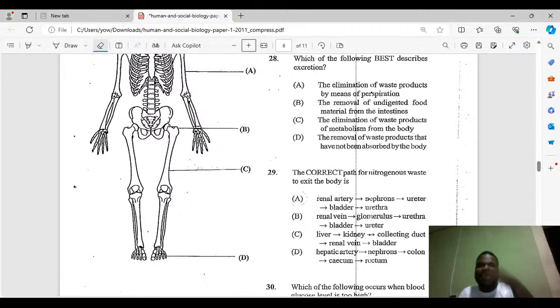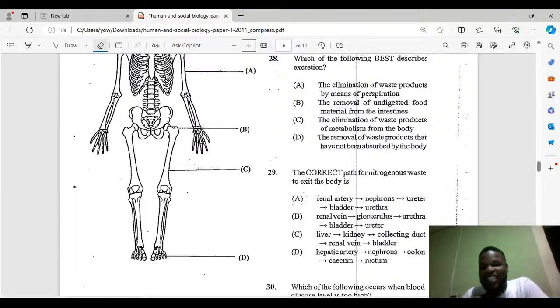Which of the following best describes excretion? Is excretion the elimination of waste products by means of perspiration? Is it the removal of undigested material from the intestine? Is it the elimination of waste products of metabolism from your body, or the removal of waste products that have not been absorbed by the body?